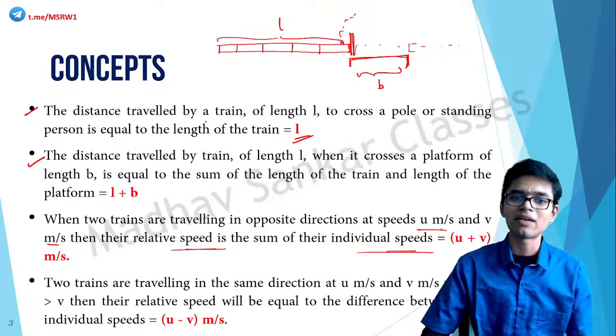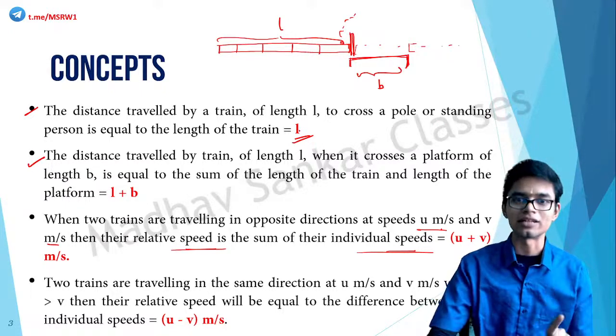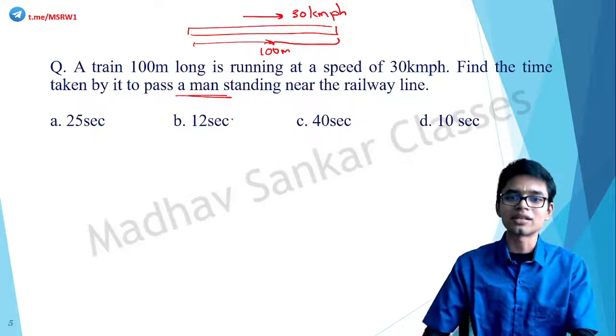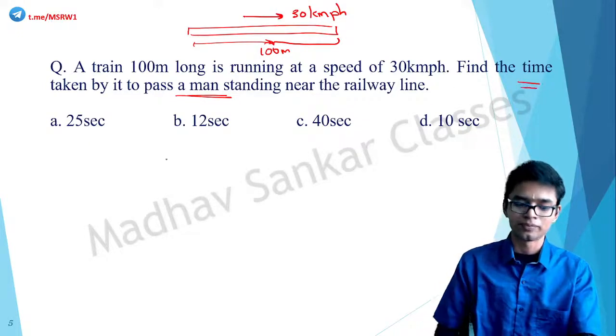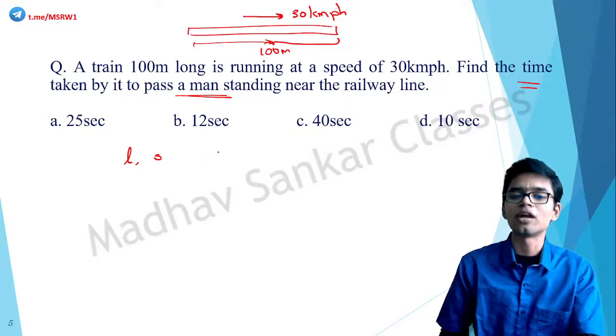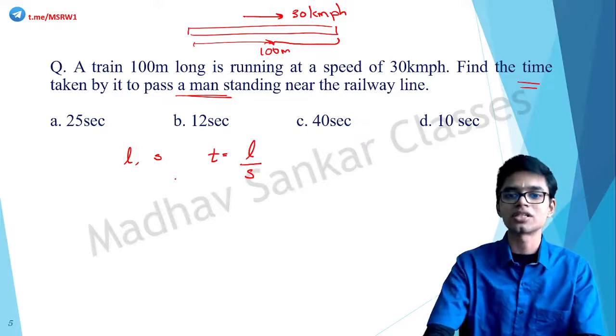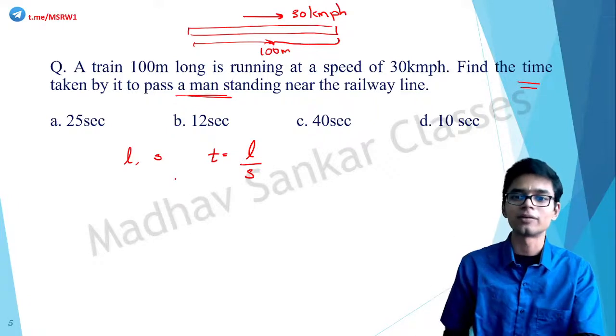Remember, the distance traveled by a train of length L to cross a pole or standing person is equal to the length of the train. Correct. Here the question is asking to find the time. We already know the length. We already know the speed. So what is the formula for time? Time is equal to distance by speed. Yesterday we did a lot of questions with this formula.